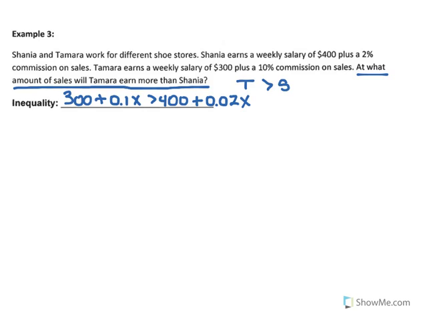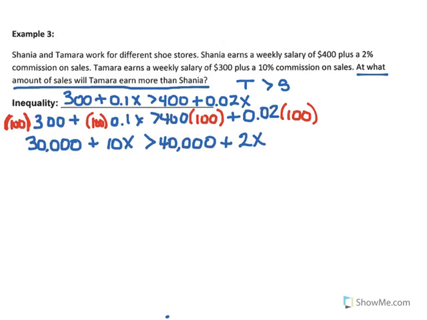Now, I do have decimals. I'm looking, I have 1/10 and I have 200s. Because 200s is bigger than the 1/10, and when I'm saying bigger than, I'm talking about the power of 10, I'm going to multiply all terms by 100. Once you did all of your multiplication, hopefully you came up with the same thing I have, which is 30,000 plus 10 times x is greater than 40,000 plus 2 times x.